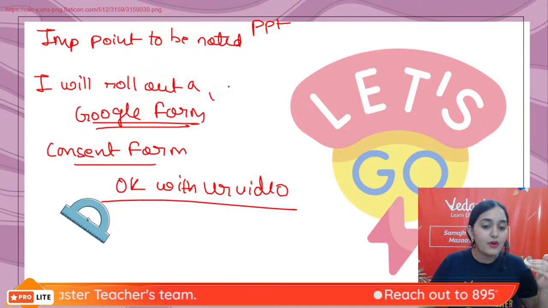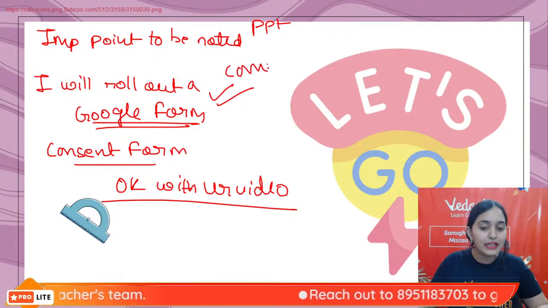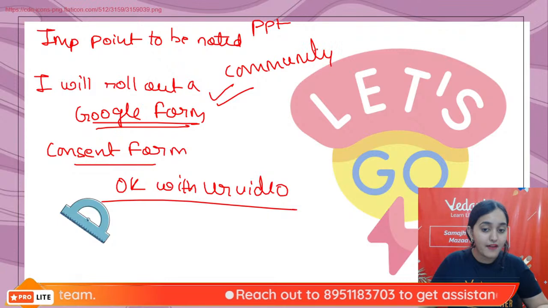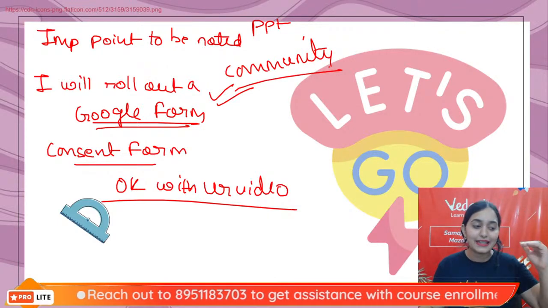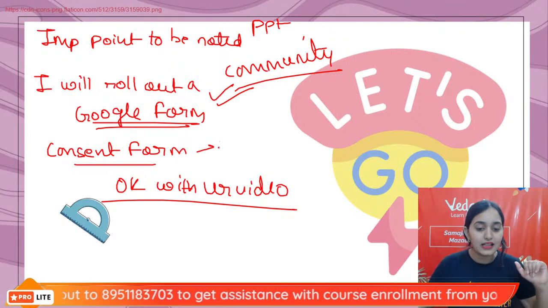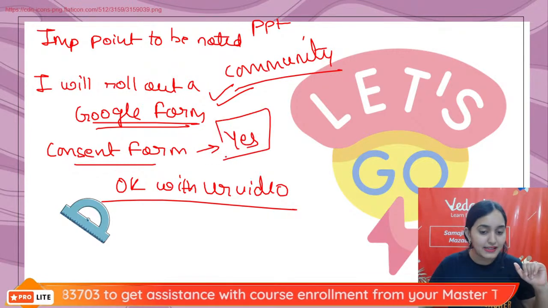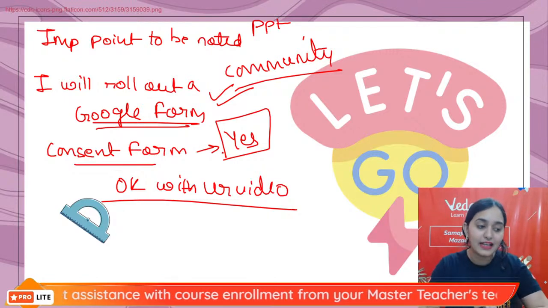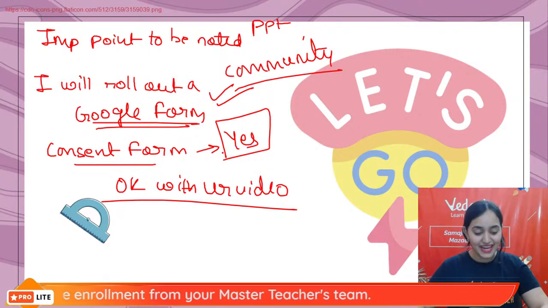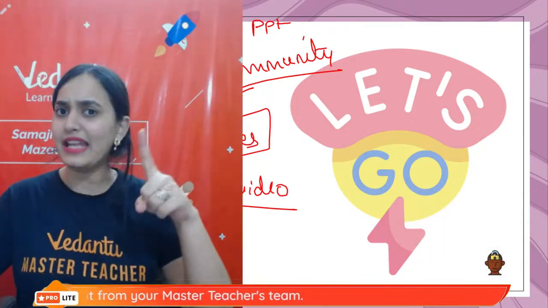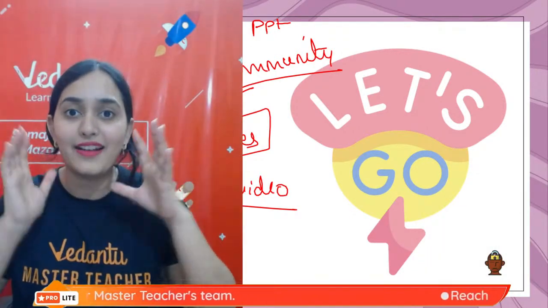So I will roll out a Google form on the community page. You have to just fill that Google form, whatever details are asked. And in the consent form, if you give yes, then only you will be selected for becoming a teacher. All right, everybody. Okay, so that is all about Ek Din Ka Teacher. It is very interesting.